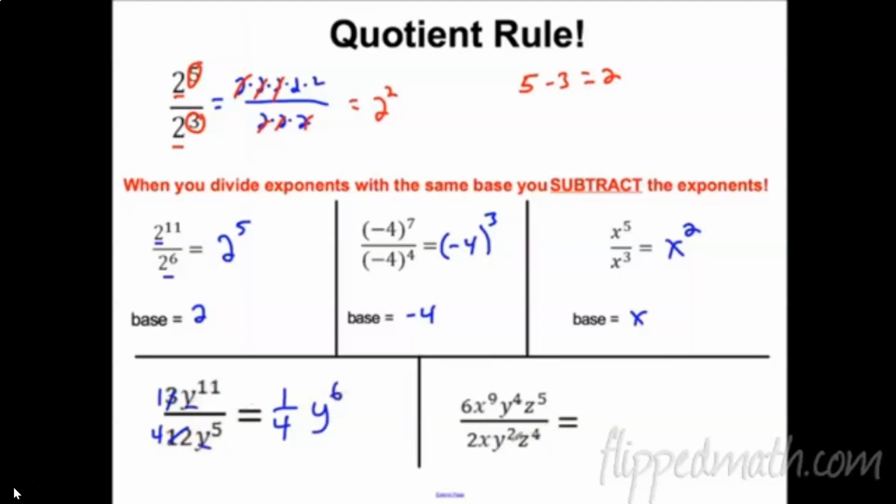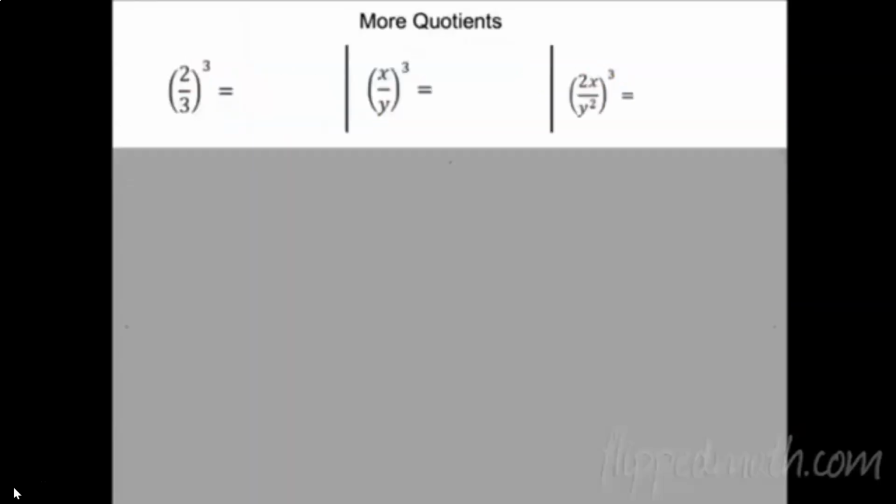Fantastic. Look at this monster right here. I love it. Again, they're not the same base. 6 and 2 are not the same base. So 2 goes into itself once. It goes into 6 3 times. So it's 3 over 1, which is just 3. And then go through x to the what power? Well, 9 minus, remember there's a 1 if it's not written. 9 minus 1 is 8. 4 minus 2 is 2. 5 minus 4 is 1. You can put the 1 there or not. It's up to you. Very good. Excellent. Let's keep this flowing.